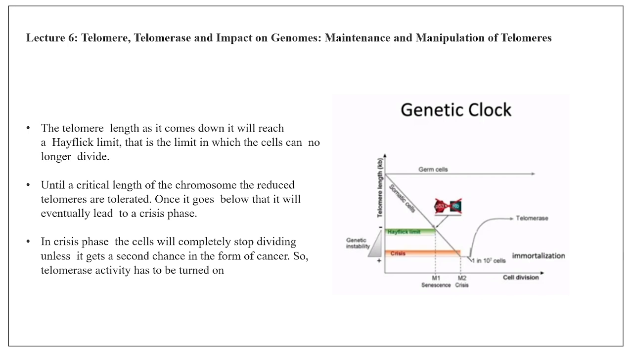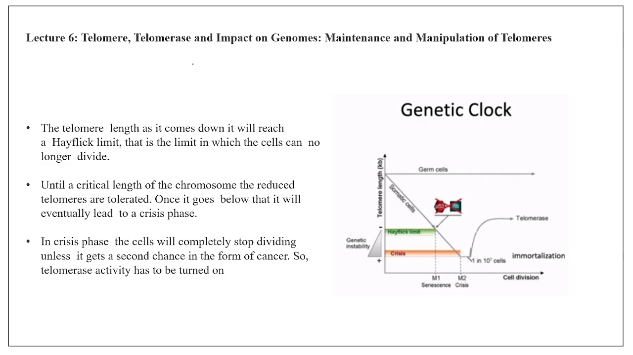So now comes again the same thing that we are discussing, the genetic clock. The telomere length, as it comes down, it will reach a Hayflick limit. This is the Hayflick limit, you can see. That is the limit at which the cell can no longer divide. So Hayflick limit decides that the cells can no longer divide.